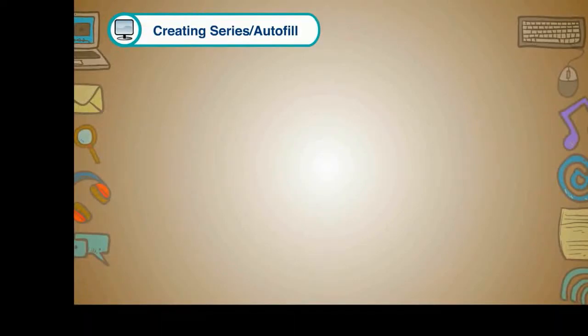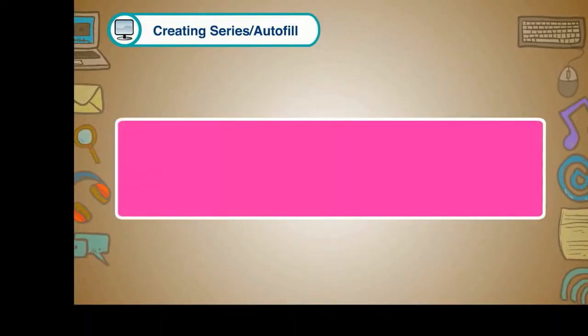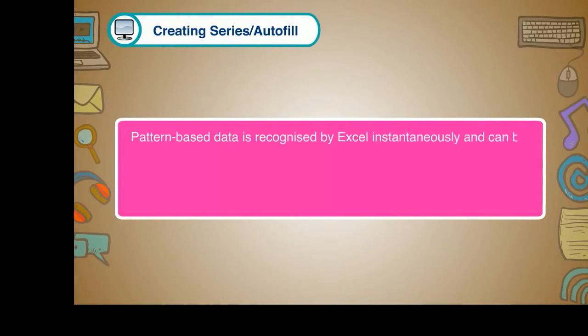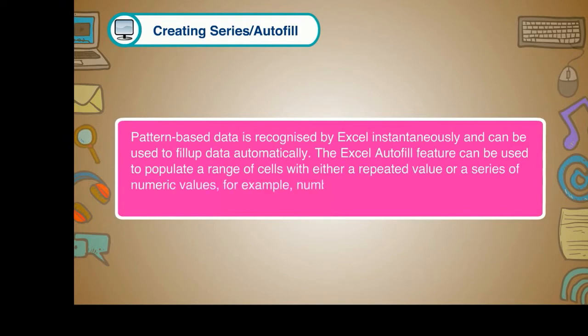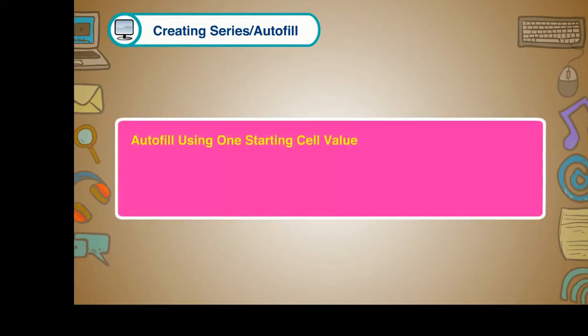Creating series and autofill. Pattern-based data is recognized by Excel instantaneously and can be used to fill up data automatically. The Excel autofill feature can be used to populate a range of cells with either a repeated value or a series of numeric values. For example, number series, dates, days of the week, months of a year, etc. Autofill using one starting cell value.